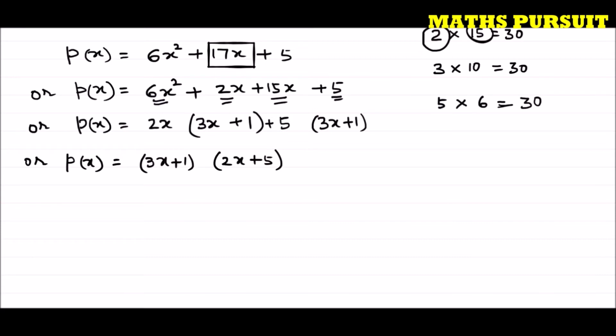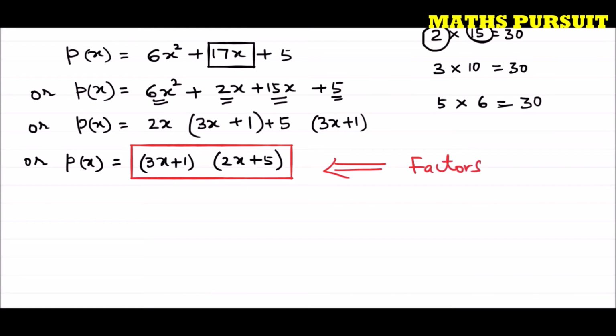So we are able to factorize the given polynomial using splitting method. And what we got the two factors as 3x plus 1 and 2x plus 5. This is our answer. So the first method, we are able to find out these two factors.